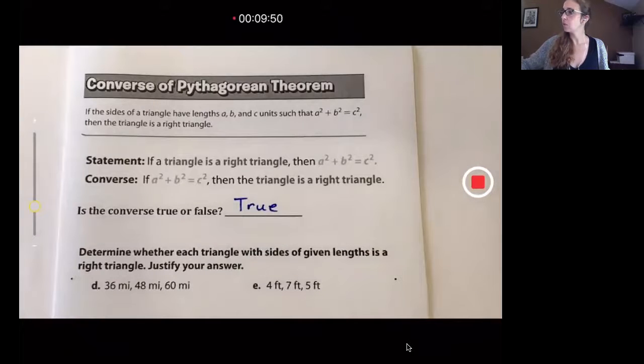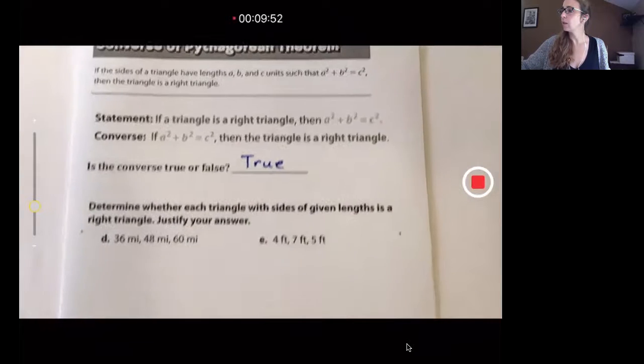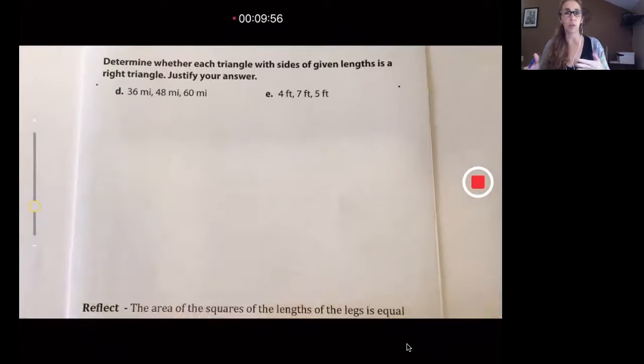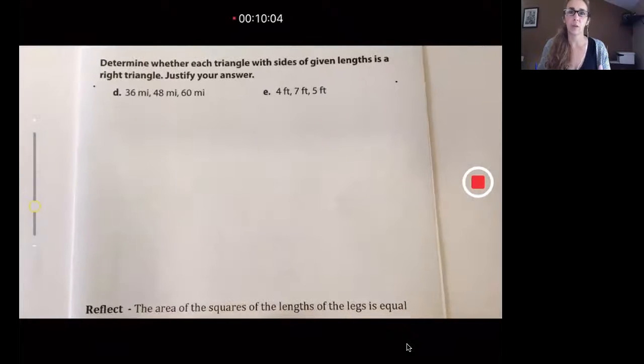So on the next section, you're going to determine whether each triangle with the given side lengths is a right triangle and justify your answer. Now, a lot of students look at that and go, oh my gosh, justify my answer. Show your work. How are you getting that answer?